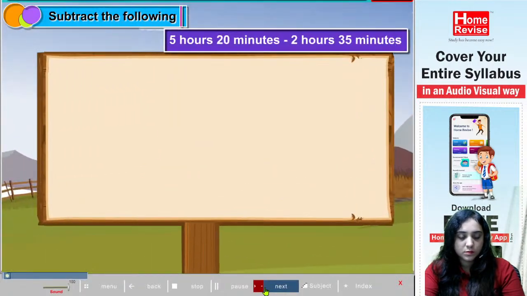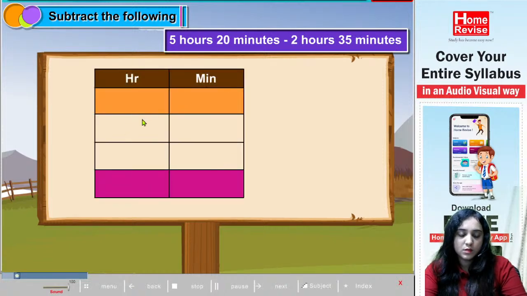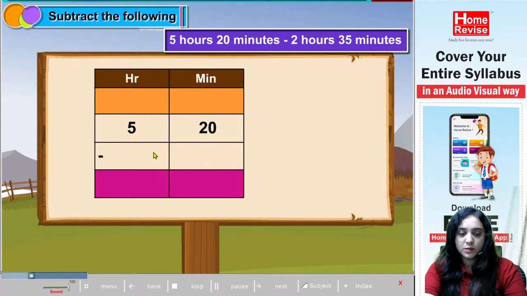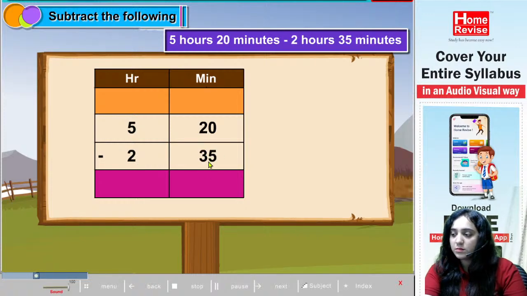2. 5 hours 20 minutes minus 2 hours 35 minutes. We write it down vertically as in hours and minutes column respectively. 5 hours 20 minutes is written as 5 in the hours column, and 20 in the minutes column. 2 hours 35 minutes is written as 2 in the hours column, and 35 in the minutes column.